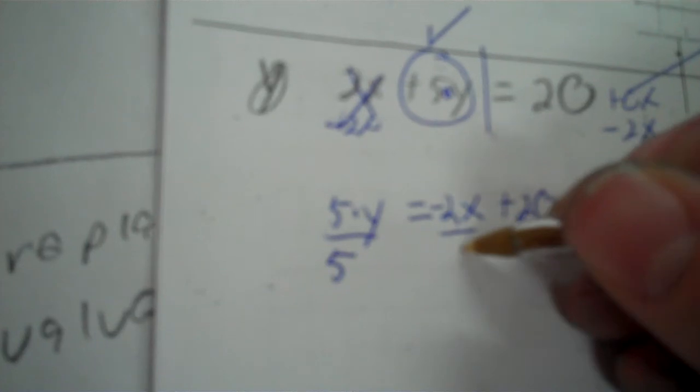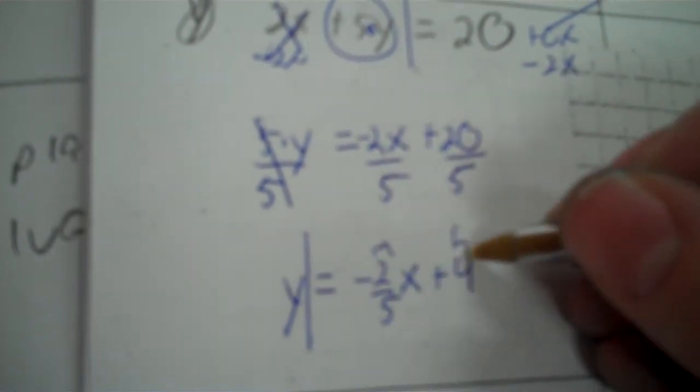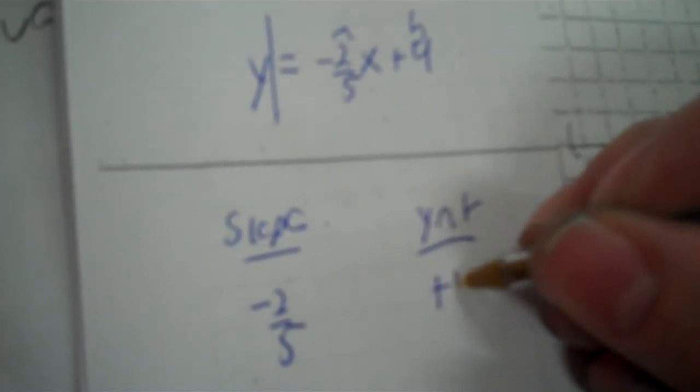Now you need to divide by 5. If you get a decimal, you leave it as a fraction. Negative 2 divided by 5 is a decimal, so we leave that negative 2/5 x. 20 divided by 5 is 4. Now you have your m and your b. So now you can do slope, y-intercept. So the slope, negative 2/5, the y-intercept, plus 4. So 1, 2, 3, 4, then down 2, forward 5.